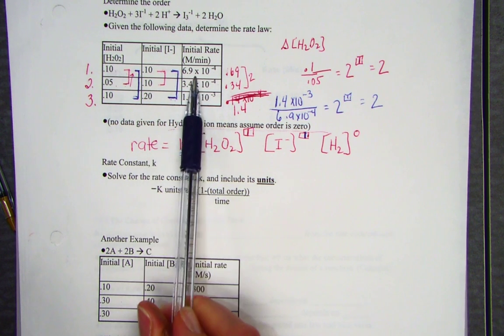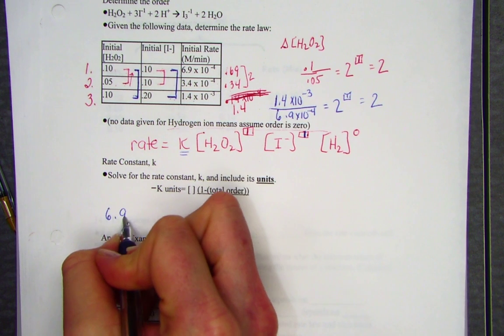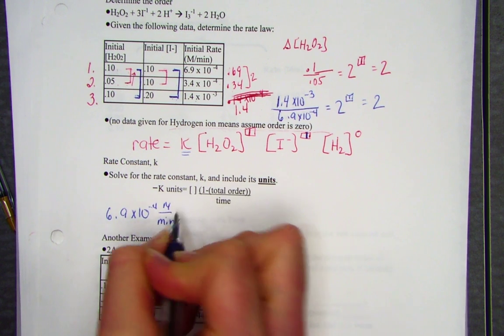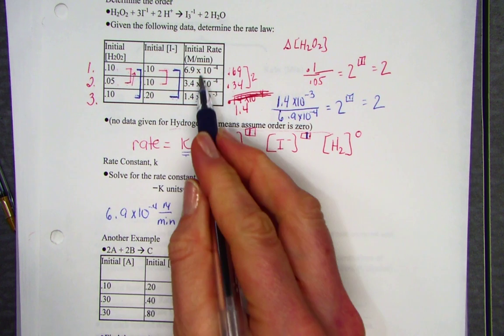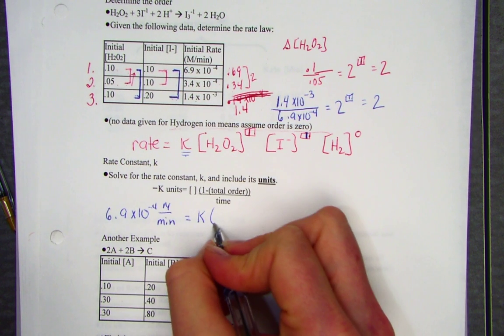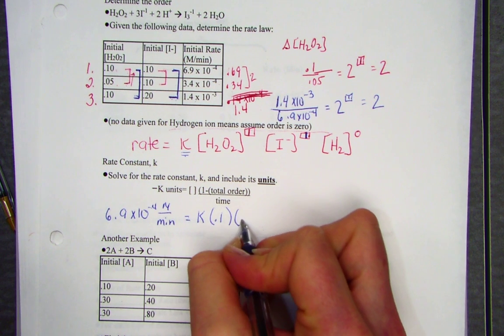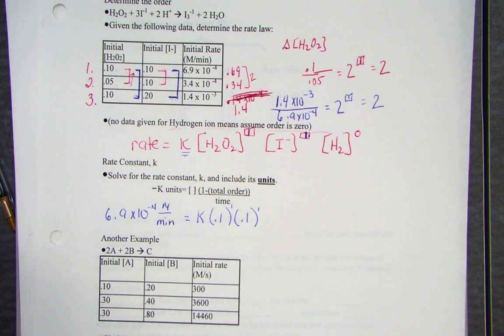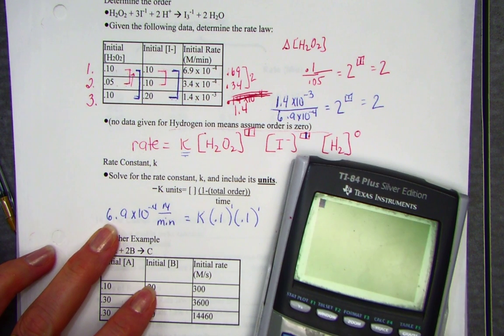The rate of 6.9 times 10 to the negative 4th molarity per minute is set equal to K, what I'm solving for, times the concentration of the peroxide times the concentration of the iodide. Both are raised to the first power, and the hydrogen, of course, just dropped out. I can solve for the value of K in the following way.